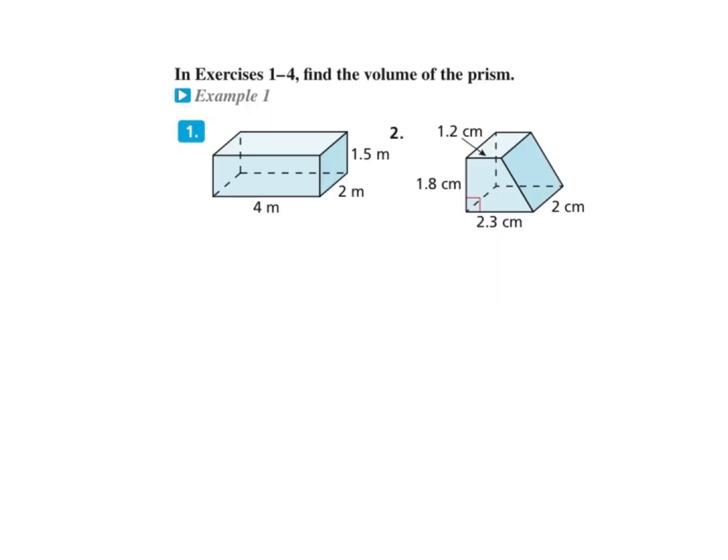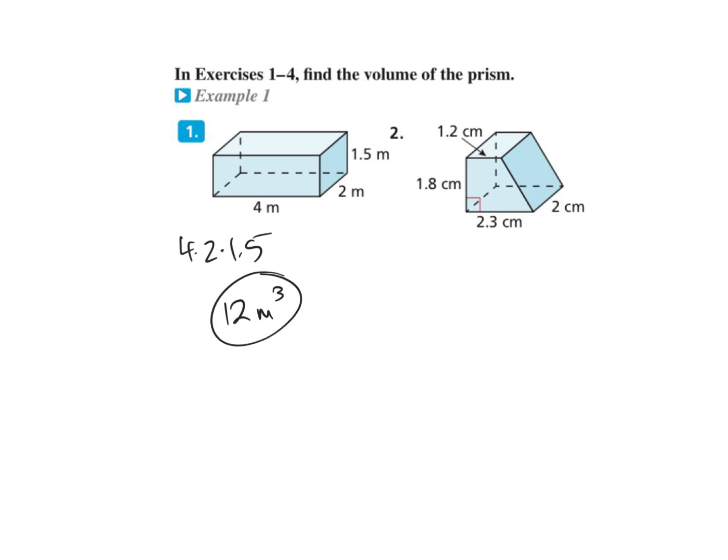Let's find the volume of the prism. So you take 4 times 2 times 1.5, and you get 12 meters cubed. All right, number 2.